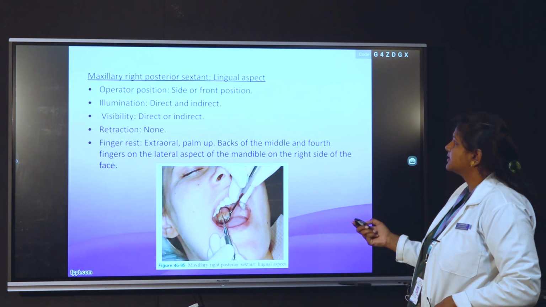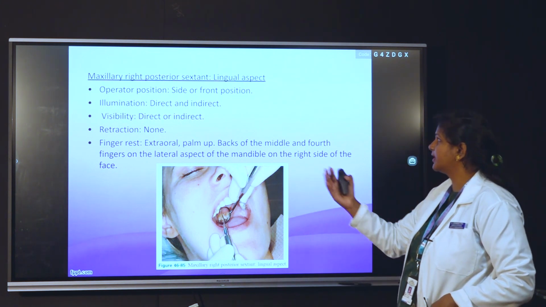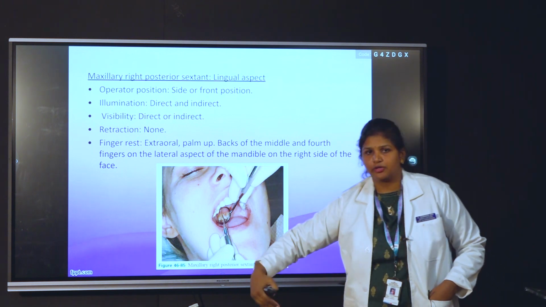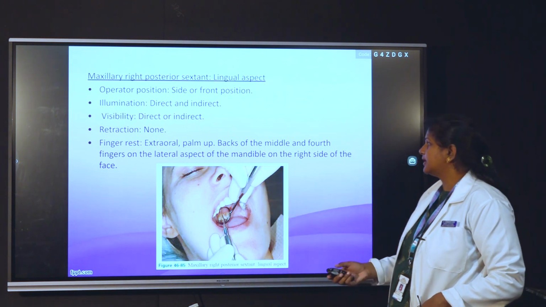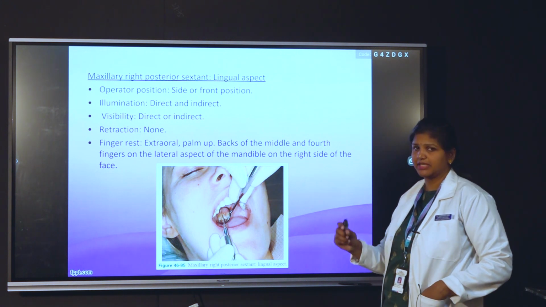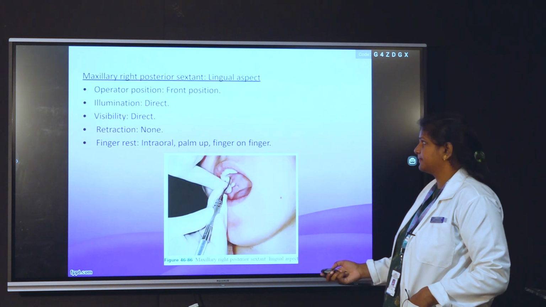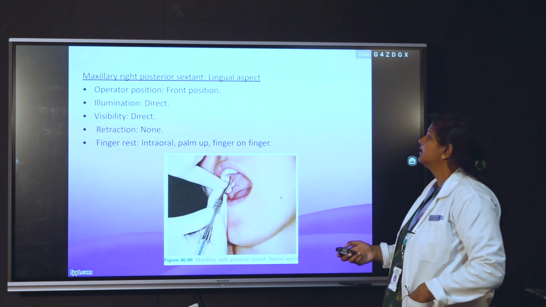Then coming to the maxillary right posterior sextant, lingual aspect, the operator should be at the side or in front of the patient, and the finger rests are extraoral and palm up, and the fourth finger is placed on the lateral aspect of the mandible or on the right side of the face. That is the extraoral finger rest.